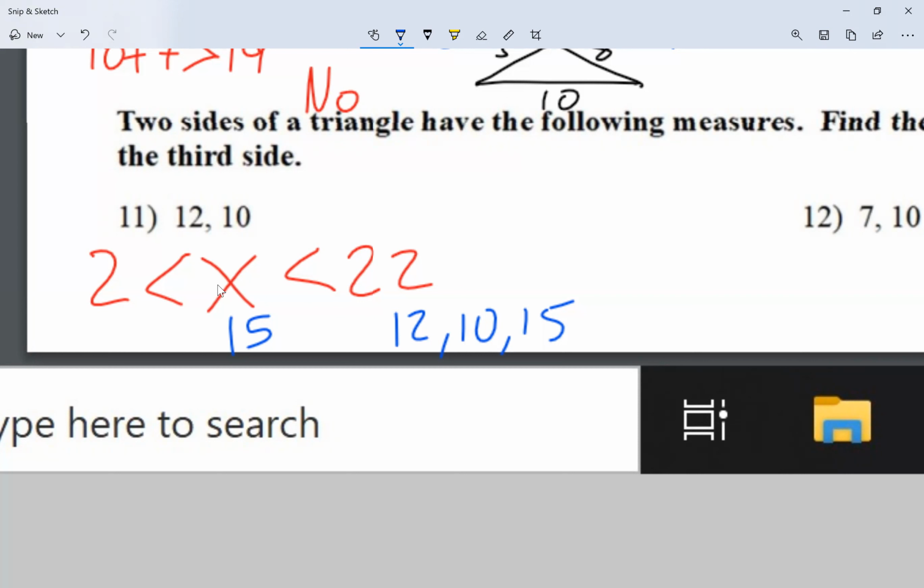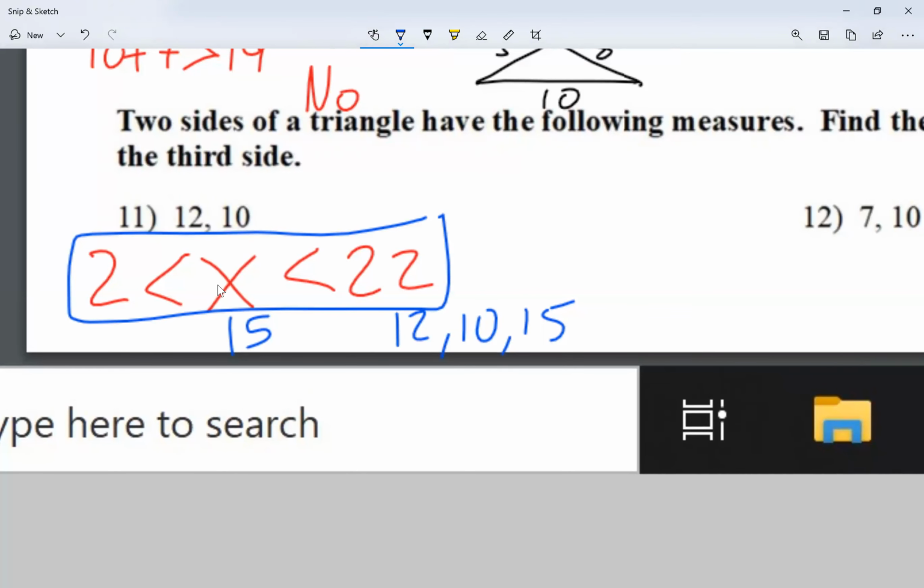So it does work. Now for my answer, I'm not going to ask you to list all your numbers because you will never finish. It's an infinite amount of numbers, because keep in mind, there are decimals included. I can use decimals. So I said any number more than 2, less than 22 will make it work. So we're going to call this a range. Notice I have x is more than 2, less than 22. Now you guys might be wondering, how did you get those values?